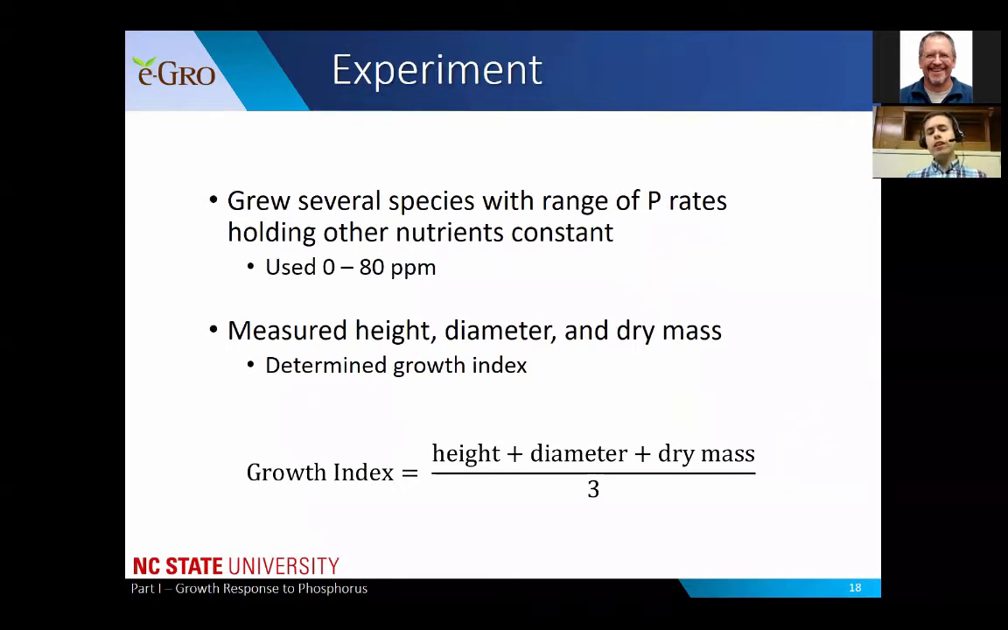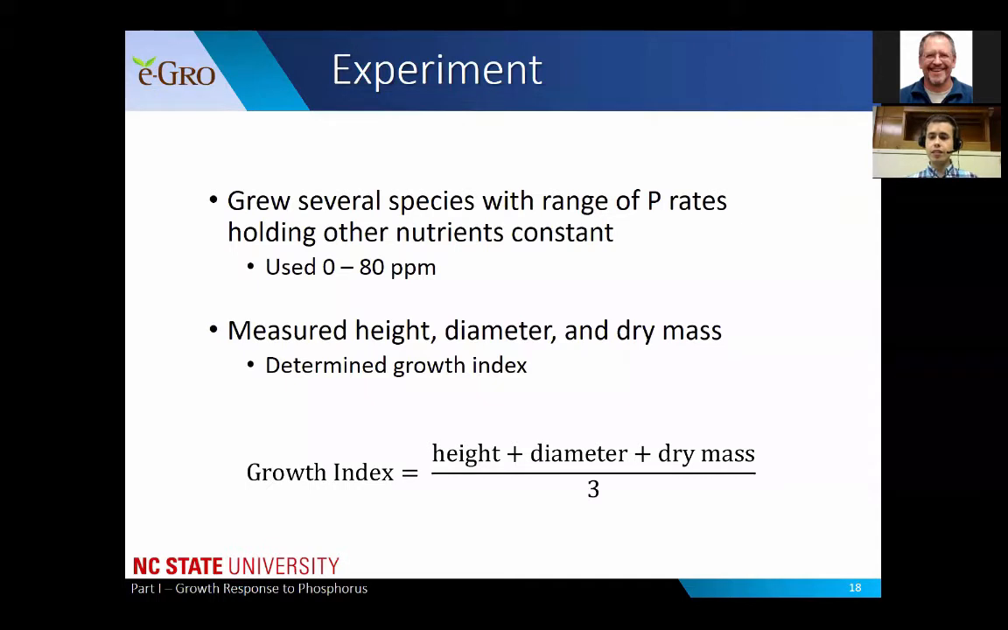So we did a number of different experiments where we grew several different floriculture species with a range of phosphorus rates, holding all other nutrients constant. So for instance, we grew these plants with 150 parts per million nitrogen and potassium, and we ranged the phosphorus rate from 0 to 80 parts per million. At the end of each experiment, we measured the height, diameter, and dry mass of these plants and used them to determine an overall growth index.